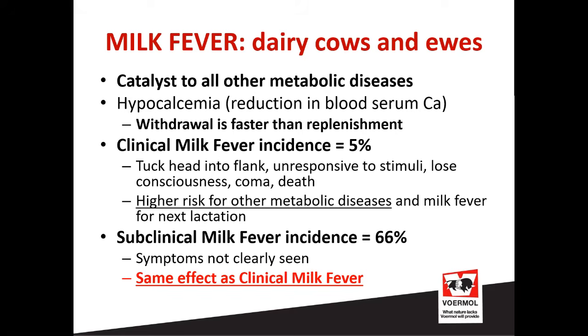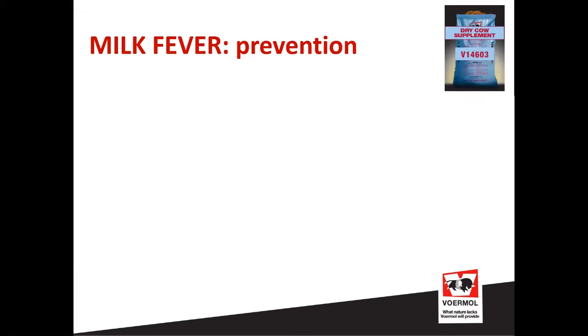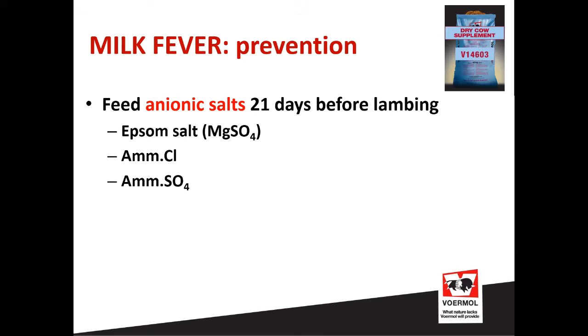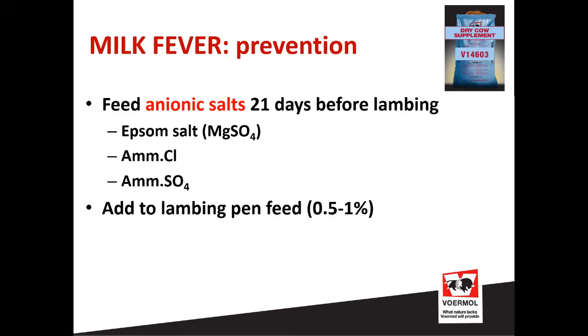All right, so luckily we can overcome this as well, or it's easy to prevent, and that's by means of feeding anionic salts, usually 3 weeks before lambing. Anionic salts include Epsom salt or magnesium sulfate, ammonium chloride or ammonium sulfate. Now, all of these anionic salts are usually readily available at any co-op, and we include them by adding them to the lambing pen feed.